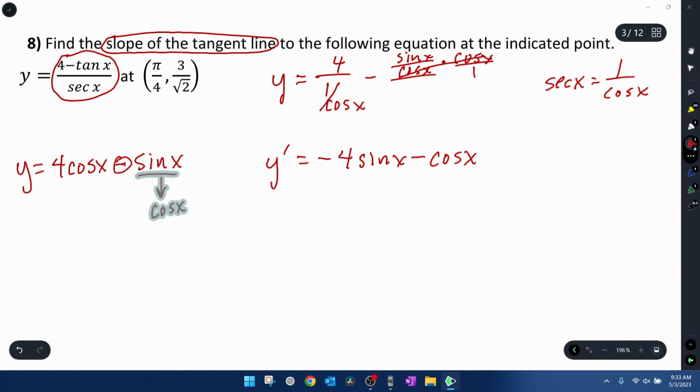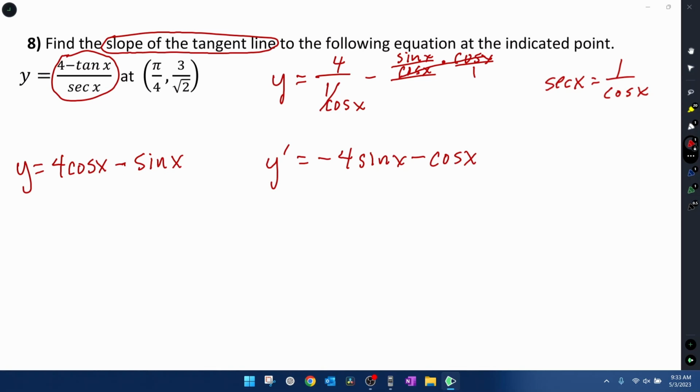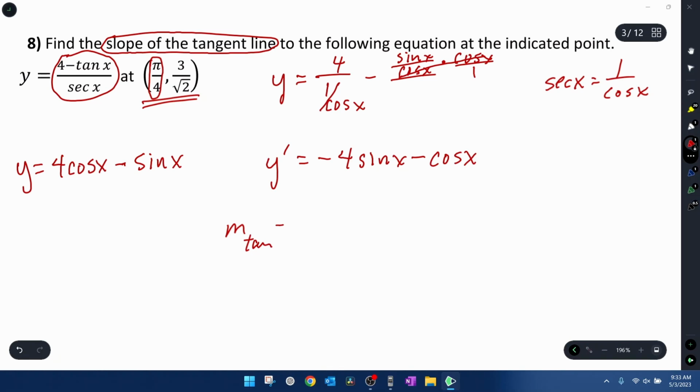So there's our derivative. And now, it says we need to find the slope at this point, which means that we need to evaluate all of the x's at pi over 4. So I would say the slope of the tangent is negative 4 sine pi over 4 minus cosine pi over 4, and then plug that into our calculator.